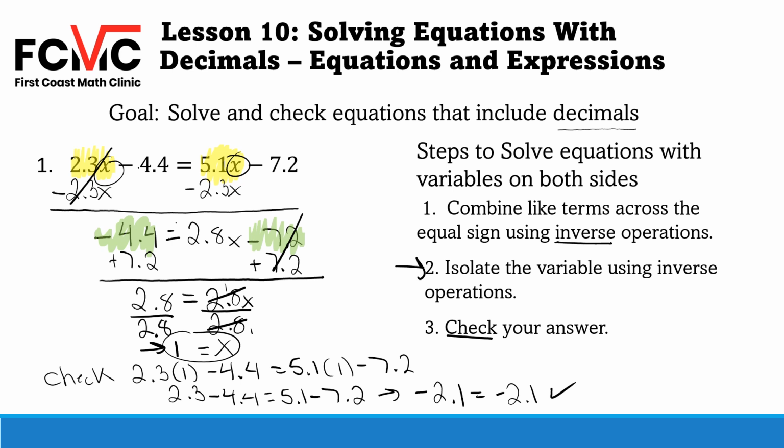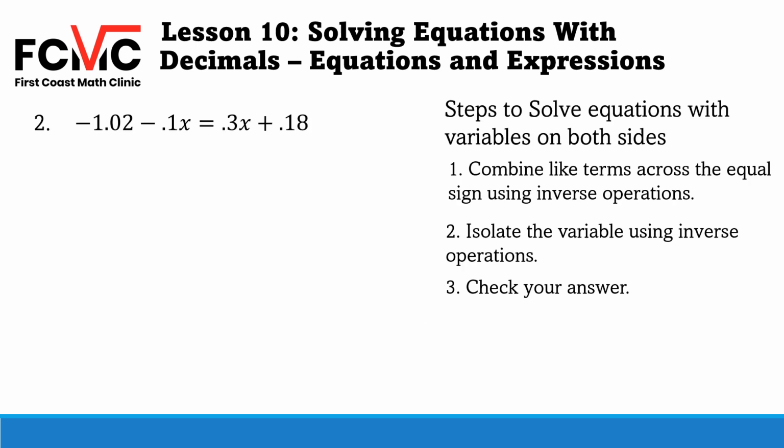Okay, let's move on to our second example. So for number 2, we've got negative 1 2/100 minus 1/10 x equals 3/10 x plus 18/100. So what I want to do here is I actually want to get rid of these decimals before we actually start solving the equation. So let's think about how we're going to do that.